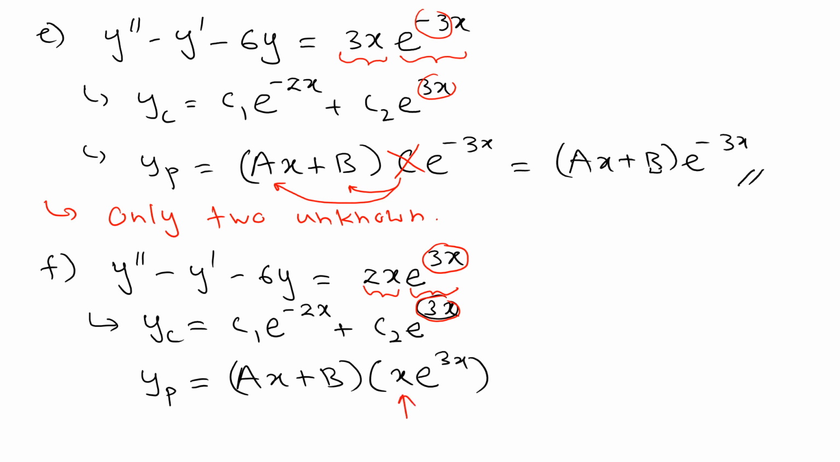Now what we do, we can just multiply through, so you can write the final answer as ax squared plus bx times e to the 3x. So you can see there are only 2 unknowns, a and b. There's no extra one, only 2 unknowns. Okay, so that is clear now. So let's look at the next one.